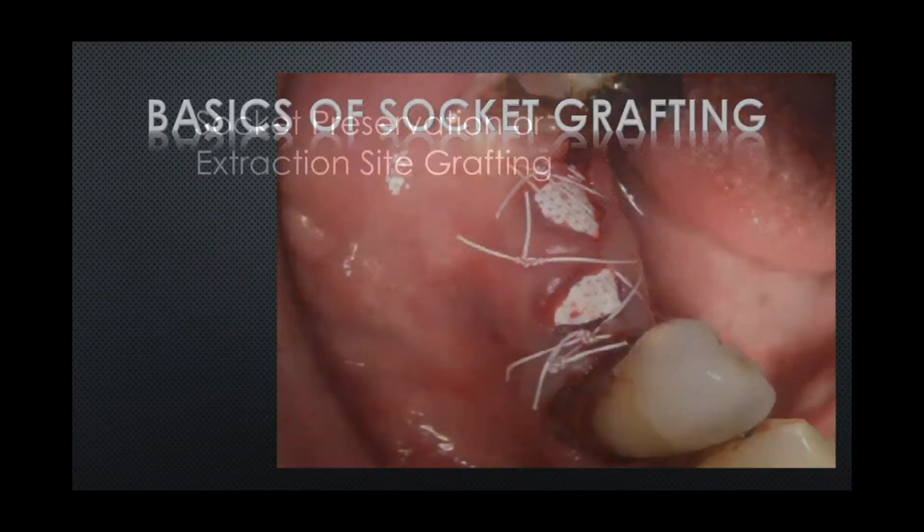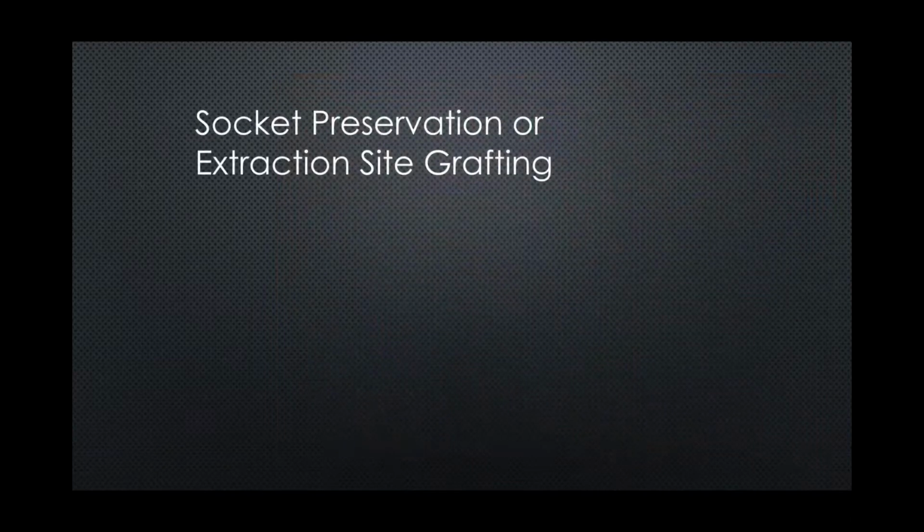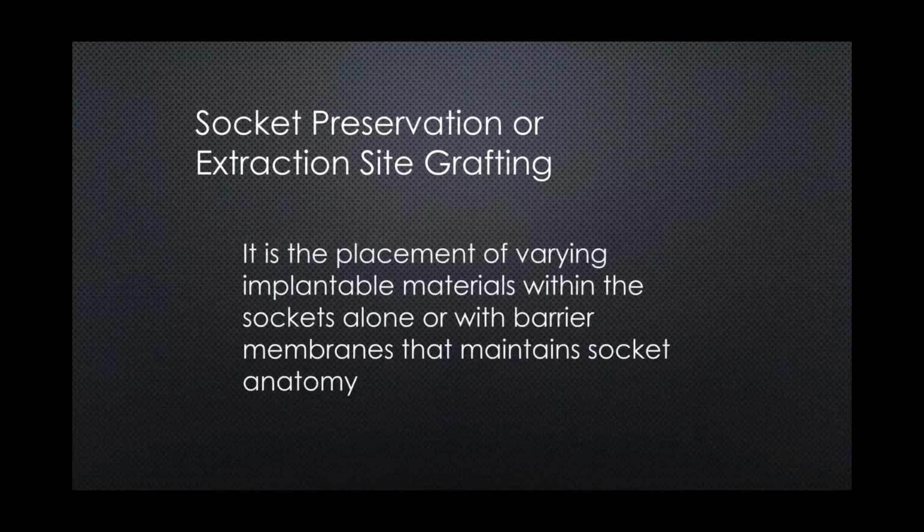So basics of extraction grafting. When we're talking about this, we're talking about what is extraction site grafting or socket preservation. Typically it's just the placement of different types of materials within the sockets along with barrier membranes that maintains the socket anatomy or creates the missing socket anatomy that we once had. All in preparation possibly for making good crowns and bridges, having good dental anatomy, or placing implants.